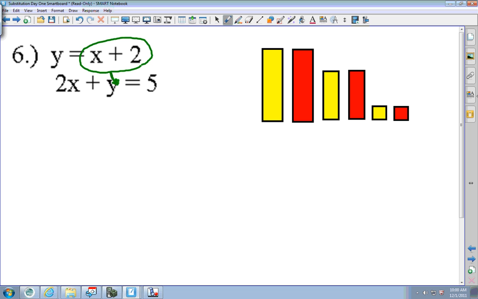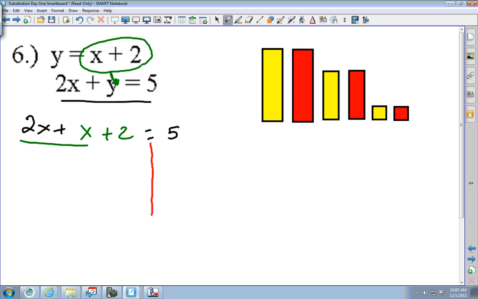Okay? So now I have this next equation. I have 2x plus y. Well, instead of y, we're putting in there x plus 2. And that equals 5. You have to do this whole equation right here. All you're doing is replacing the x. All right, now, solve for x.